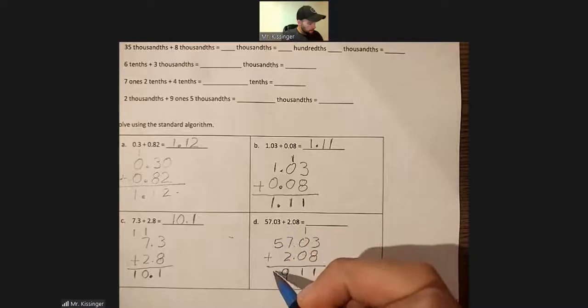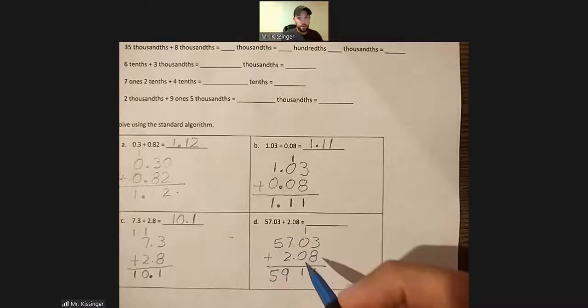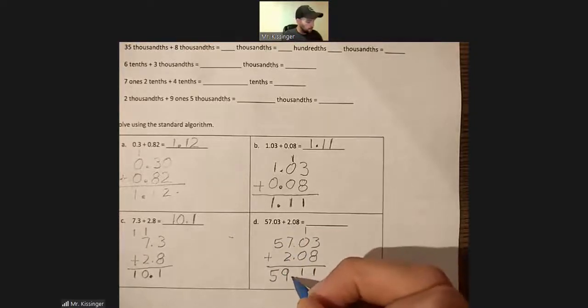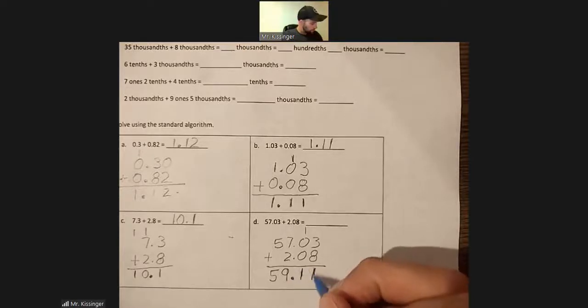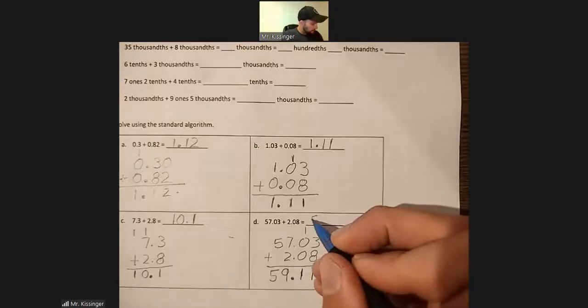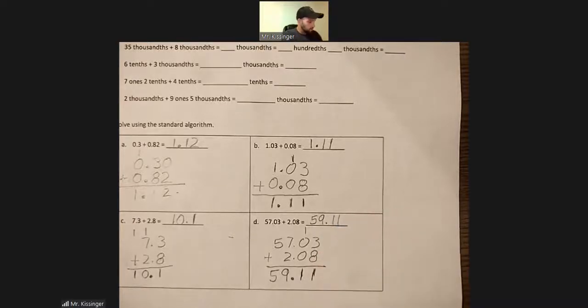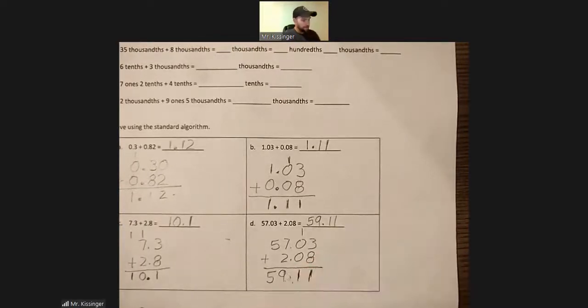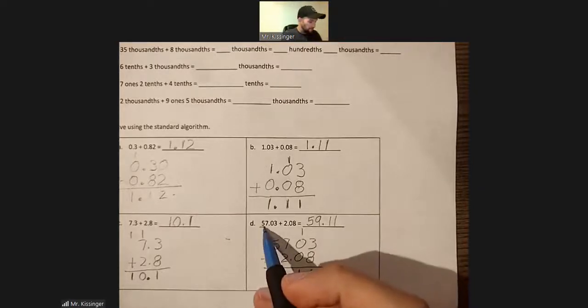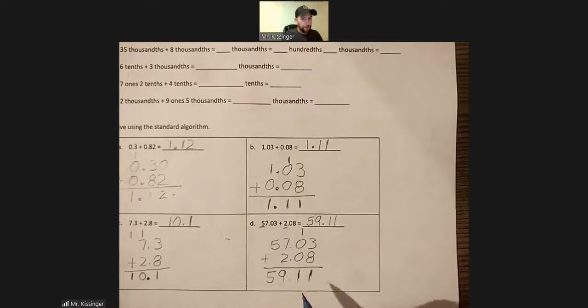And then we bring down our 5. And then last but not least, we need to bring down our decimal as well. Don't forget to bring down that decimal. We have 59.11. Because if we don't bring our decimal down, we end up with 5,911, and that doesn't make sense. If we had about 57 plus about 2 is not going to end up being 5,911.